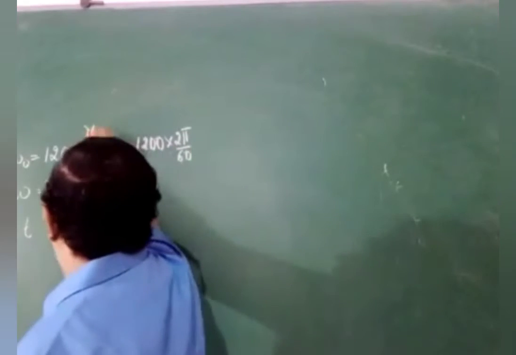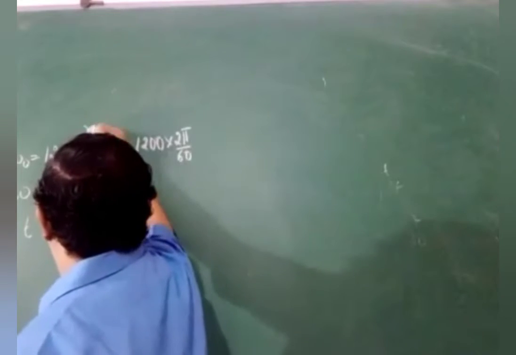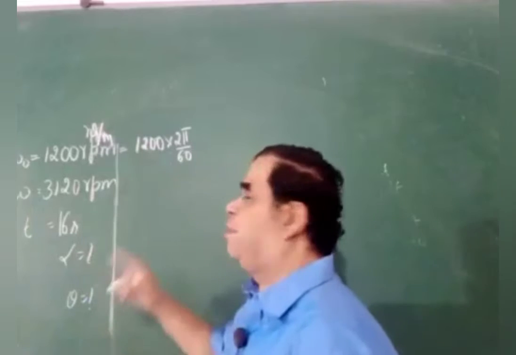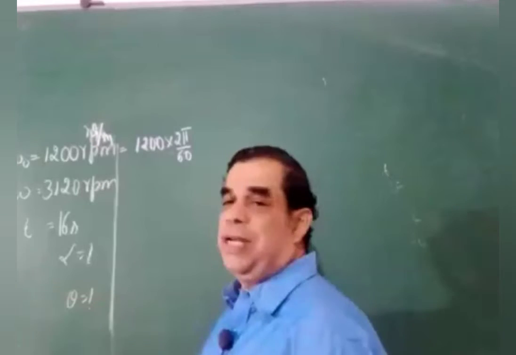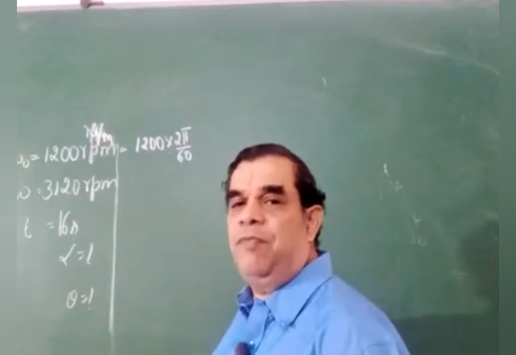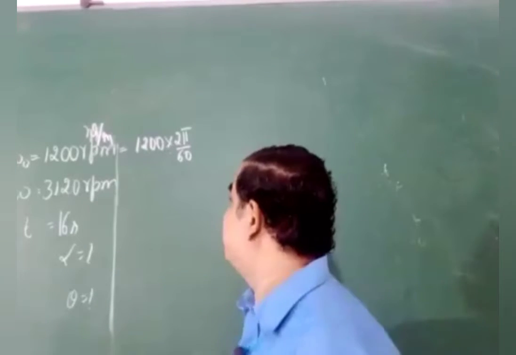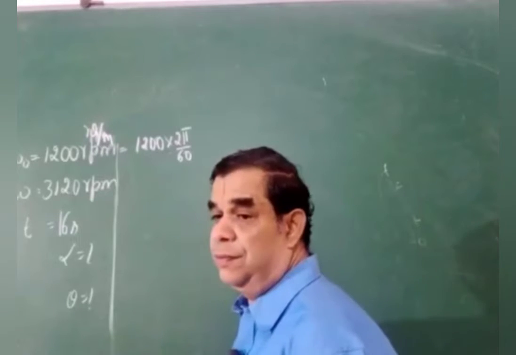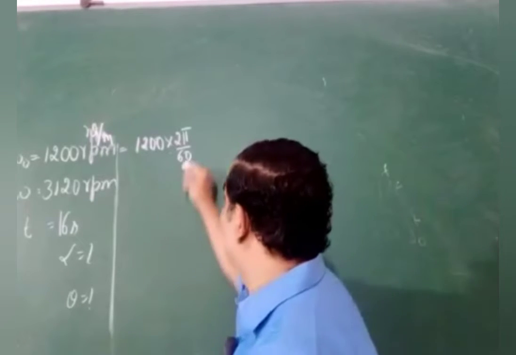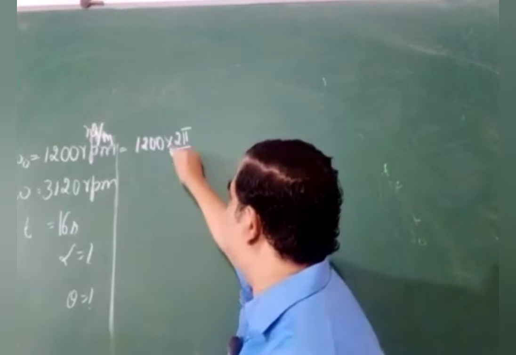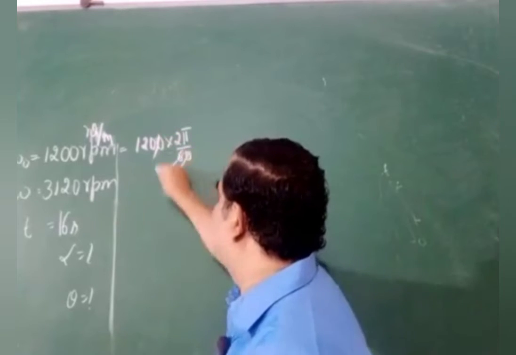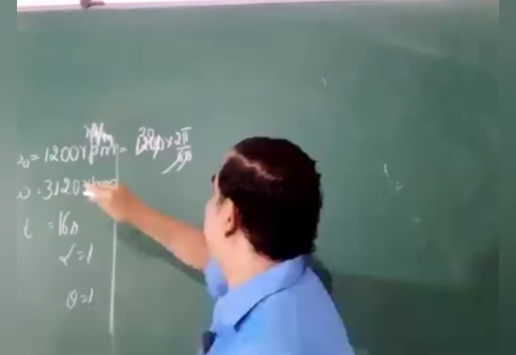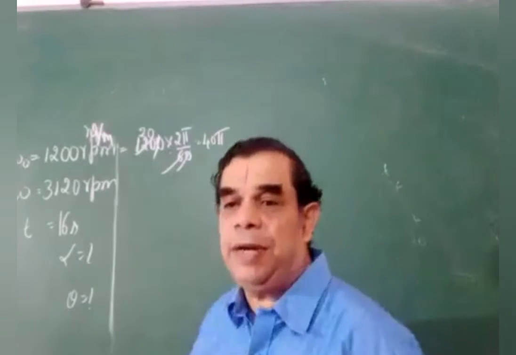This means to say rotations or revolutions per minute. RPM stands for rotations per minute, the slash means minute is in the denominator. 1 minute corresponds to 60 seconds. So 40 pi radian per second.